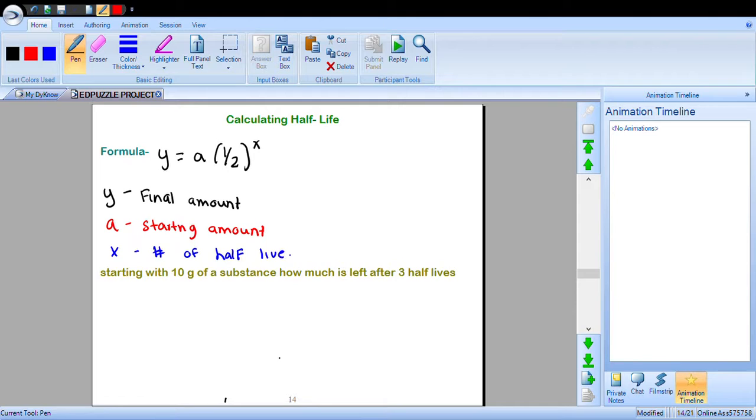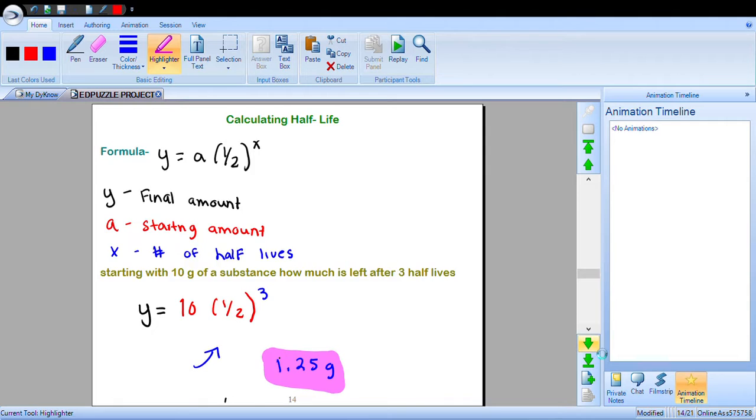So we're going to do the problem we just did, but this time using the formula. Okay, we're trying to find the final amount. y equals, we are starting with 10 grams, so 10, 1/2, and we're trying to find how much is left after 3 half-lives, so x is 3. You plug this into the calculator and you get the answer of 1.25 grams, which is exactly what we got using logic. This proves you can do it both ways, just do whatever you feel comfortable with.